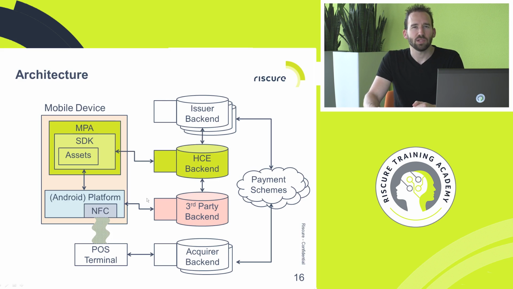In general, for an HCE evaluation, the areas indicated in yellow here, or in green, are part of the evaluation scope. So the MPA is evaluated on the device, and if requested, the HCE backend can also be evaluated as part of the evaluation cycle. The other parties, so the third-party backends, the Android platform itself, and the white areas, the payment schemes themselves, are generally out of scope for such an evaluation.